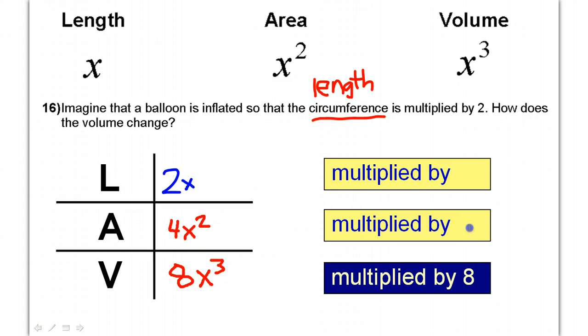Okay? I didn't ask you for it this time, but if I had asked you what happens to the area, you would have said multiply by 4. And of course, the length was multiplied by 2, that was given. Okay, any questions so far?